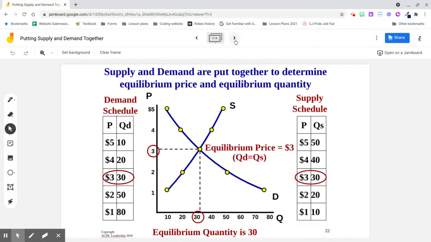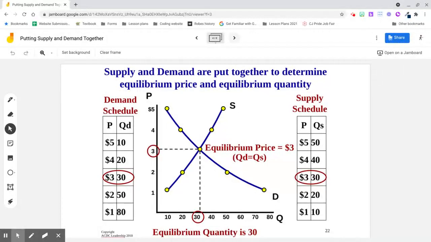Now, next, the supply and demand are put together. We have to figure out the equilibrium. So notice, where do they cross? They cross at 3 and 30. That is your equilibrium. Where this junction comes in, that is our equilibrium. If I say to you, find the equilibrium, you have to find that cross piece, right? That cross right there is our equilibrium.